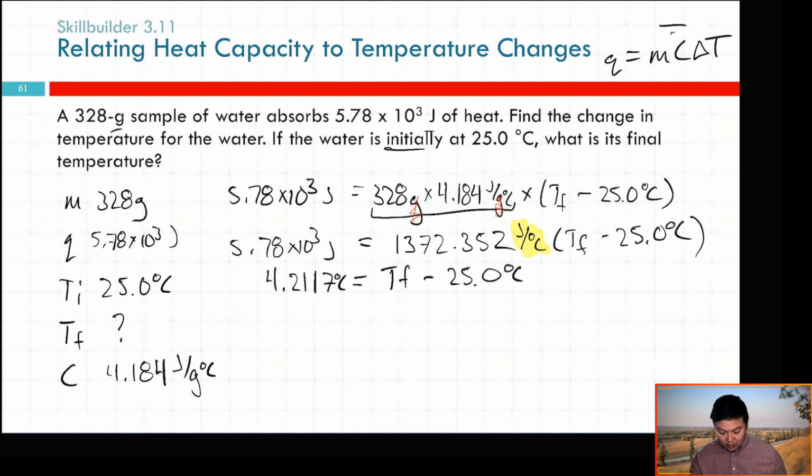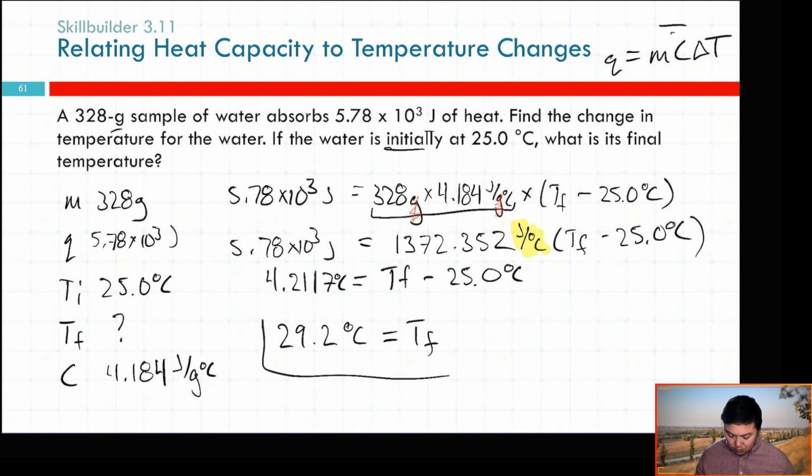And now we can subtract 4.2117. We add 25 to both sides, plus 25. Our final temperature will be 29. And again, let's look at our significant figures here. It looks like it's 3, so 29.2 degrees C as our final temperature. Oh, and then there's just a blank page there.